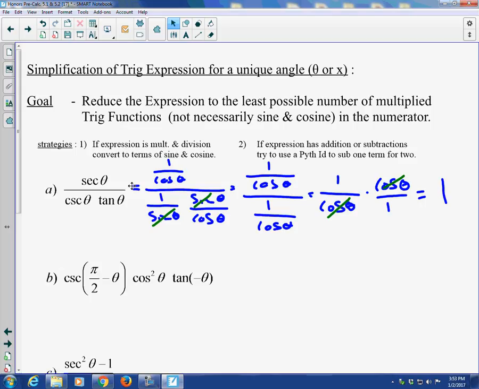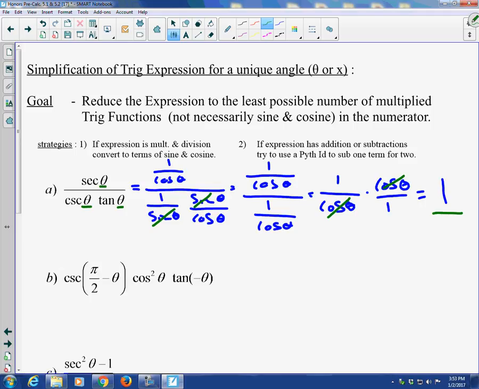Now right here, basically what we're saying is that all of the thetas in our expression are going to be the same angle, right? And whenever we're plugging in one angle theta into this expression, the ratios of secant, cosecant, and tan are always going to reduce down to 1. So that's a nice simplification for us.